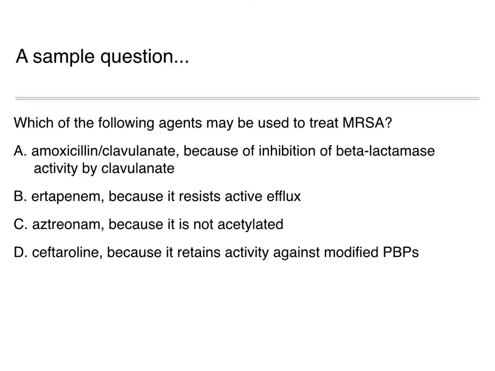D, right. So, again, MRSA does not become MRSA through beta-lactamase production, and so that's why A would not be correct. Also does not do so by active efflux. Also does not do so because of acetylation. What would acetylation be a mechanism of resistance to? Anyone remember?